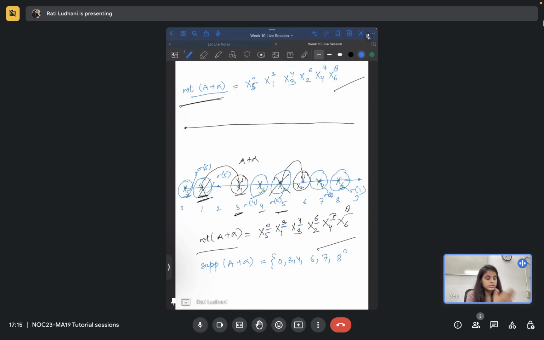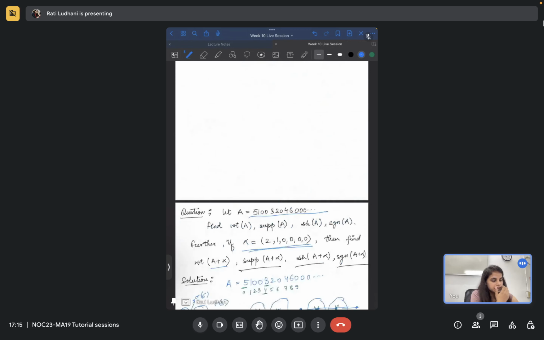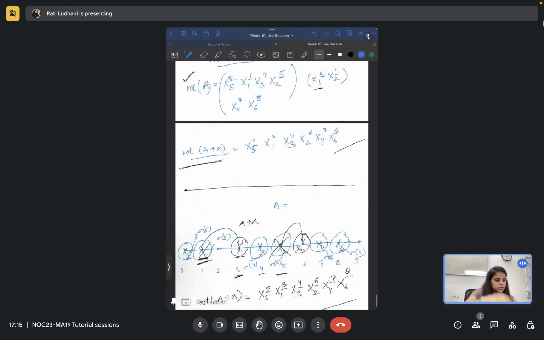Also you can write it in the form of a1, a2, a3. So let's write a plus alpha in this form. You write the position. So at 0th position it's 5. At first 1 is now 0, 2 is 0, 3 is 1. So I'm writing AK and position number.